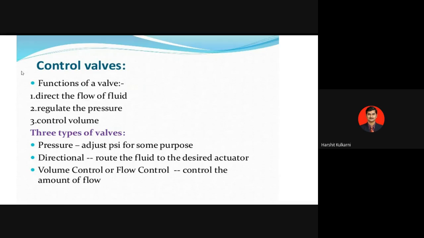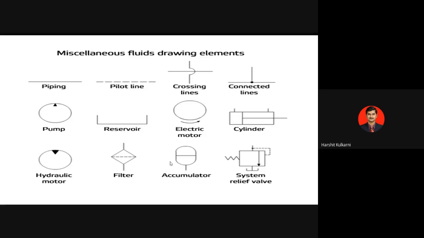Okay. Next, we have the valves. So you can write about the valves in brief, like what are the types of valves? DCV, PCV, and FCV, which control the direction, the pressure, as well as the volume or flow. Now we have some symbols. Okay, so again a question may pop up like explain the different symbols used in a hydraulic circuit or a system. So you can show any of these few symbols. There are many symbols. Okay, very few have been shown in these two slides.